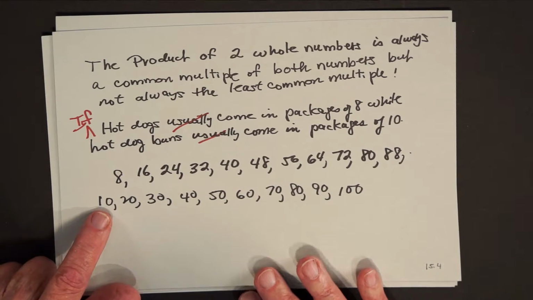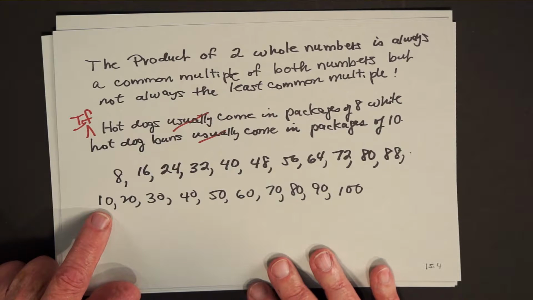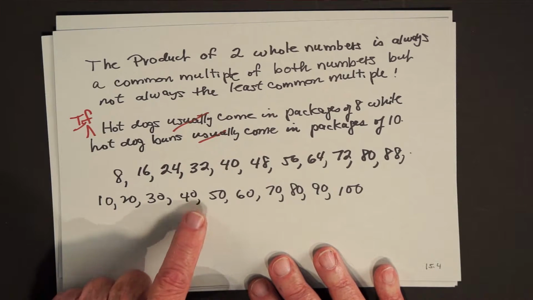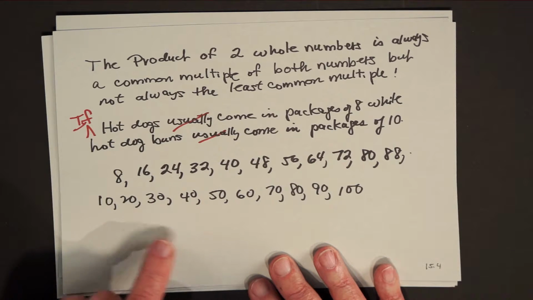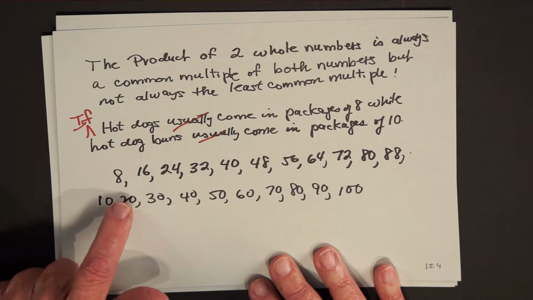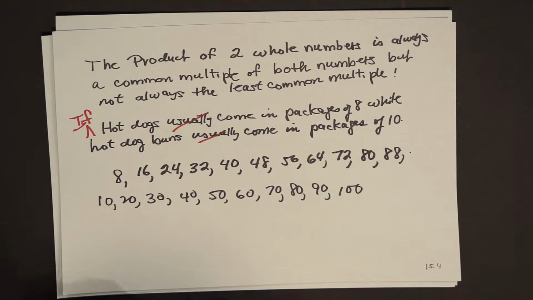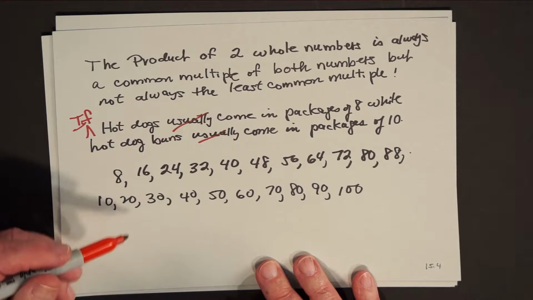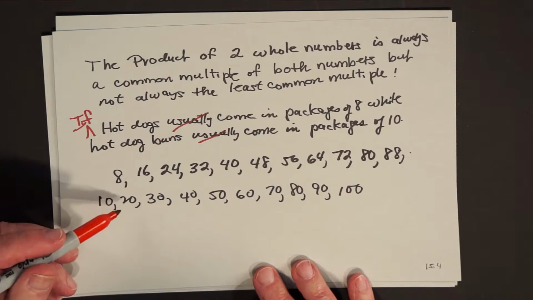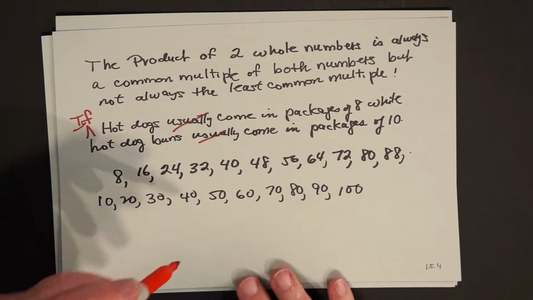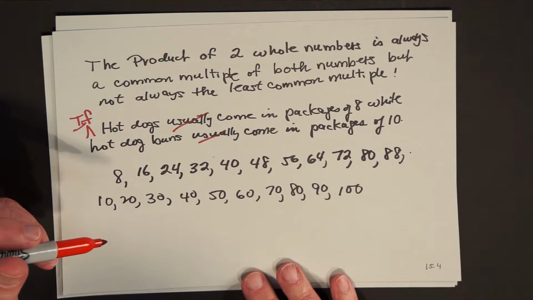Now the buns come in packages of 10. The 10 here represents the number of buns, but where it appears tells you how many packages you're buying. You can get 10, 20, 30, 40, 50, 60, 70, 80, 90, or 100. So how can I tell when I would have the same number of hot dogs and the same number of buns? Whenever the same number appears on both lists.